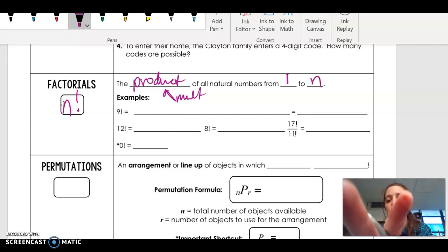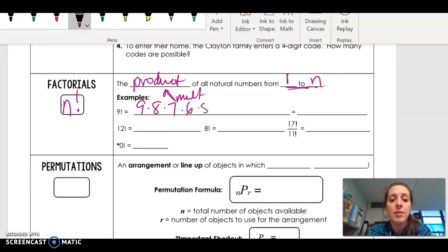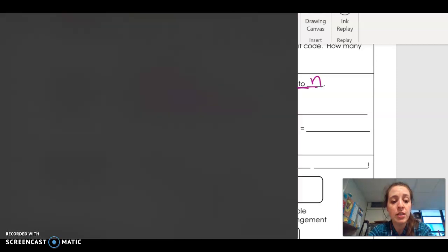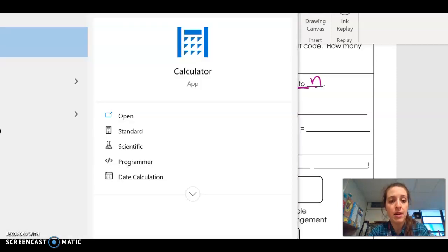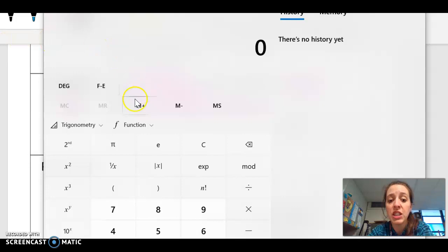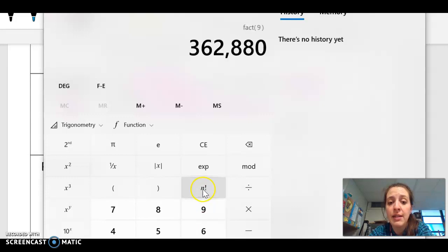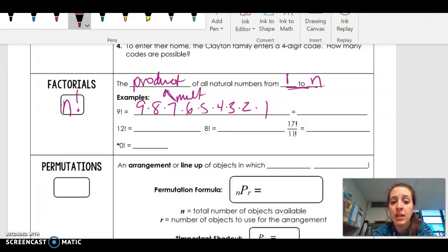And those can be reversed, right? You can look at either the 1 first and then n, or switch those 2. So for example, 9 factorial really means 9 times 8 times 7 times 6 times 5 times 4 times 3 times 2 times 1, all the way. The cool thing is there's usually a button on a calculator that will do this for you. Here's just the calculator on my computer. It's right above the 9, actually. If I hit 9 and then that factorial, it'll give me 362,880.